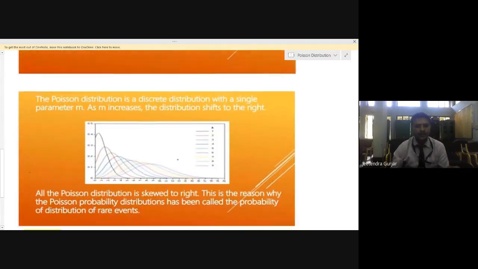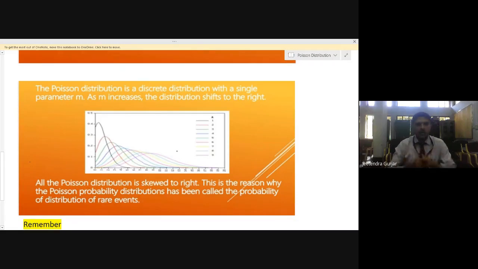Next, Poisson's distribution is a discrete distribution with a single parameter m. That is what I have said. As m increases, the distribution shifts towards the right, and the curve will go on decreasing. All Poisson distributions are skewed to the right, meaning they are bending towards the right side. This is the reason why the Poisson probability distribution is called the probability distribution of rare events.